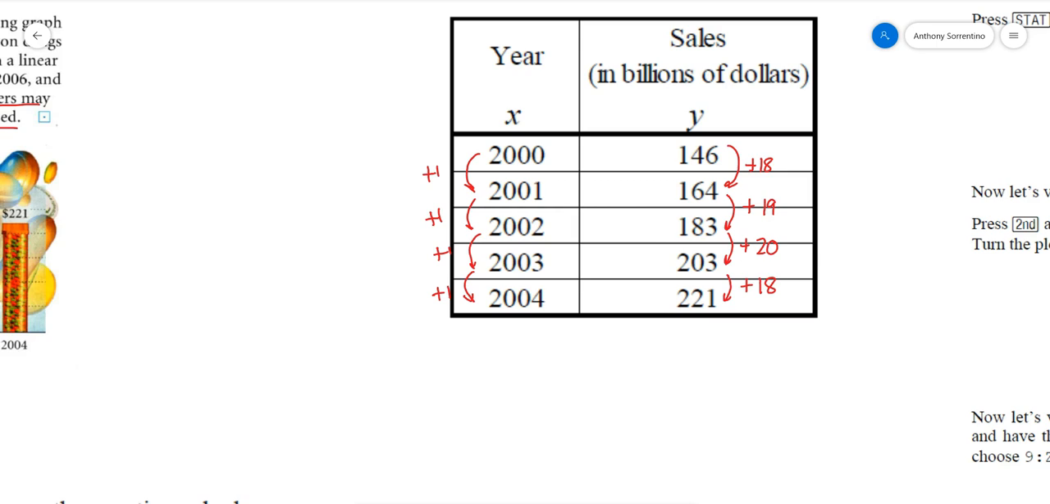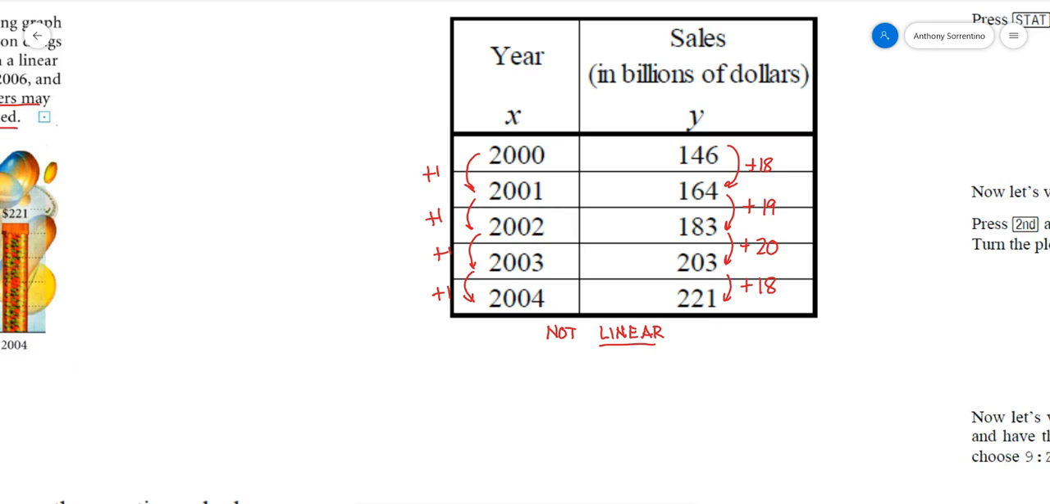This is not a purely linear relationship because there are different slope measurements as I move from point to point. As I move from X to X, them being consistent, my Y's are not moving consistently in the same way. So this is not linear, but it's close.